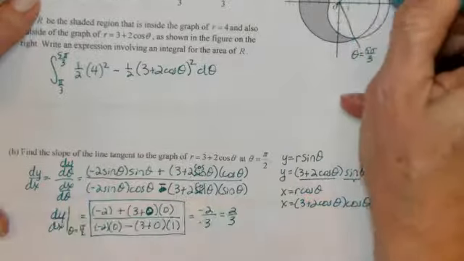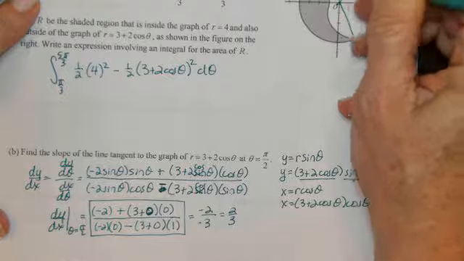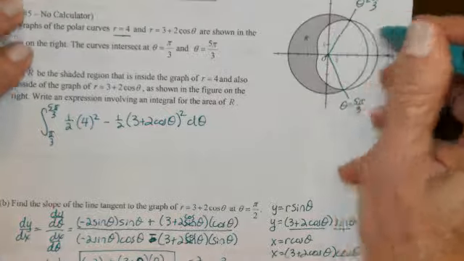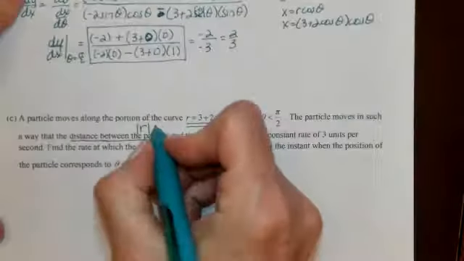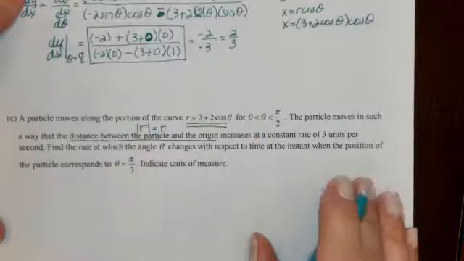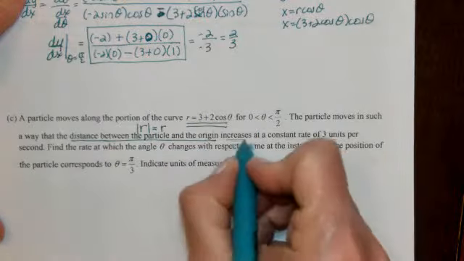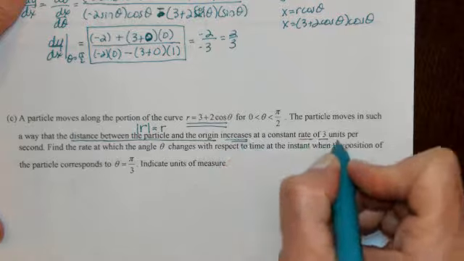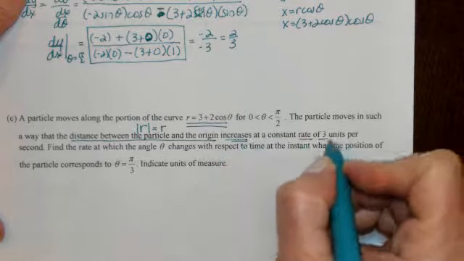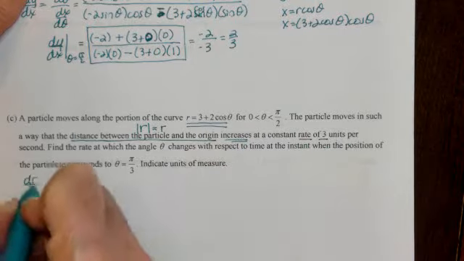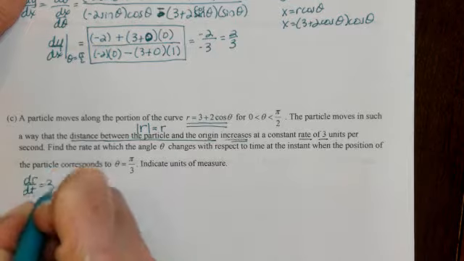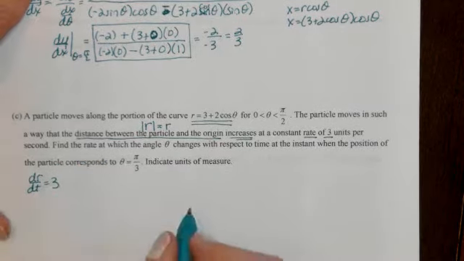It's always positive, but we're only looking for between 0 and pi/2 anyway. So r is positive, so the absolute value of r will be just r for us here. They're saying that that increases at a rate of 3 units per second. So they're giving us dr/dt is 3 units per second.